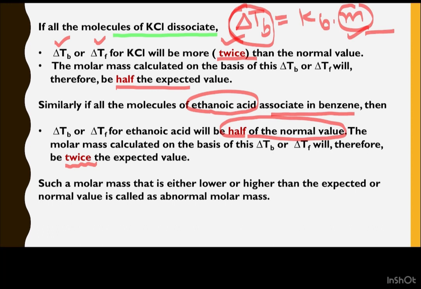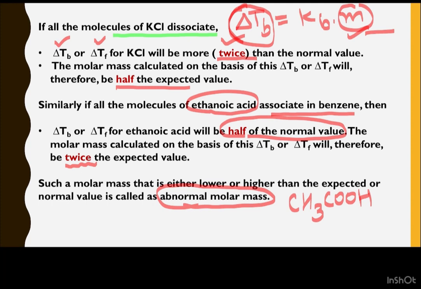So it is very clear that molar mass will be either lower or higher than the expected value or the normal value. That's why we are calling it abnormal molar mass. For instance, for a particular question, I give you the value of delta TB and I ask you to calculate the molar mass of ethanoic acid, and association is taking place. So whatever mass you get after calculation will not be the normal molar mass of ethanoic acid that we calculate using this formula. It will be almost double of that.